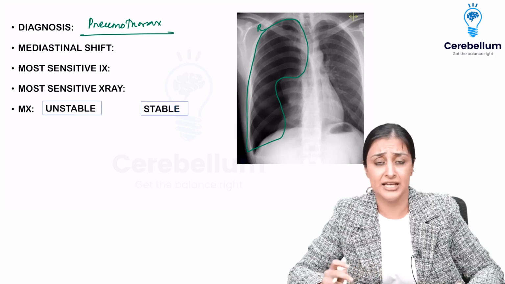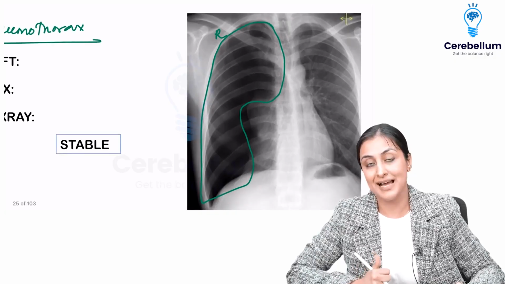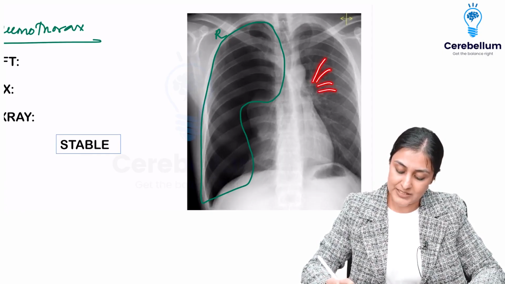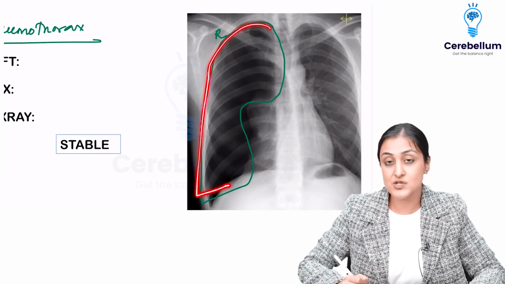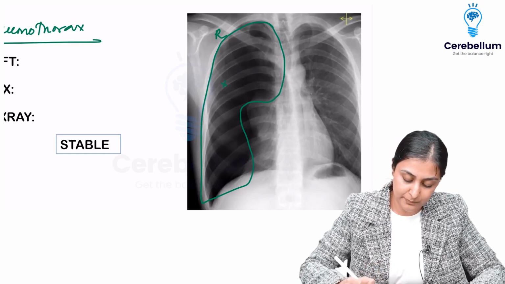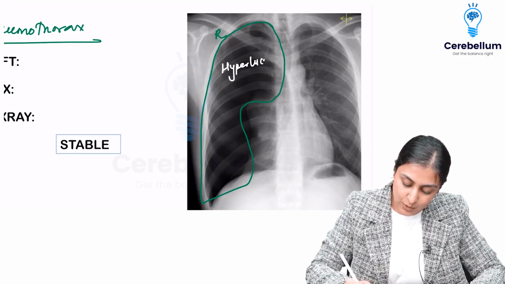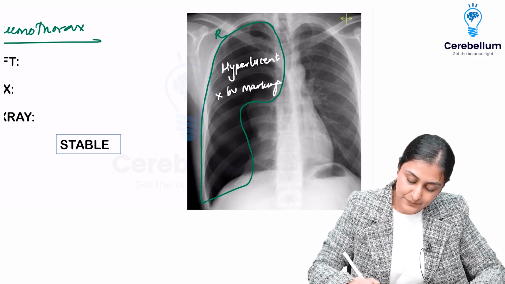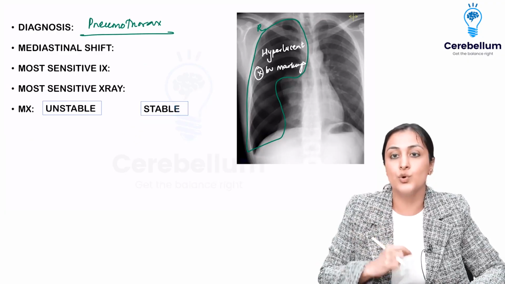You'll ask me, ma'am, why can we see it as more black? Because lungs also have air. Why is this extra black? The lungs are black because they are filled with air, but they also have these bronchovascular markings. This appears extra black because this is in the pleura where there are no bronchovascular markings. So this is what appears hyperlucent, meaning extra black, because there are no bronchovascular markings. Did you understand this? So hyperlucency without markings is pneumothorax.